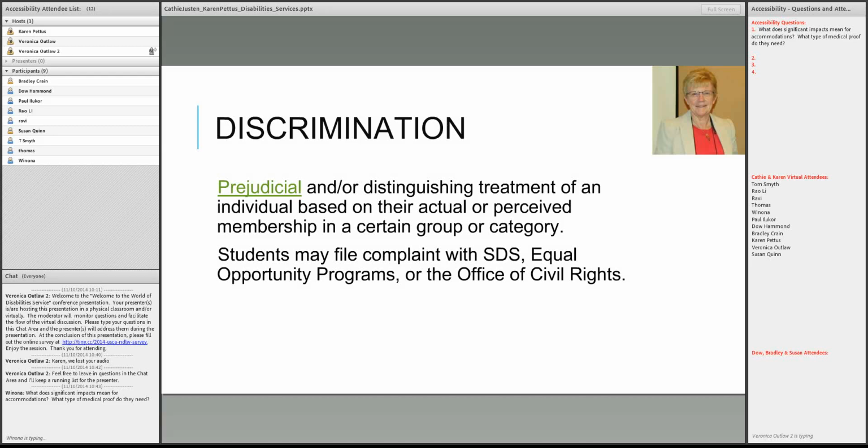So I see we have a question. What does significant impact mean for accommodations, and what type of medical proof do they need? Well, that's a really good question, because I think a lot of times we say this stuff so often, we just assume that everyone else knows what we mean.